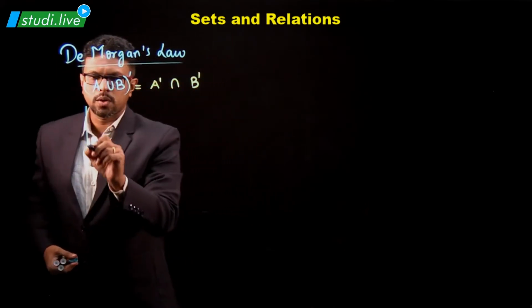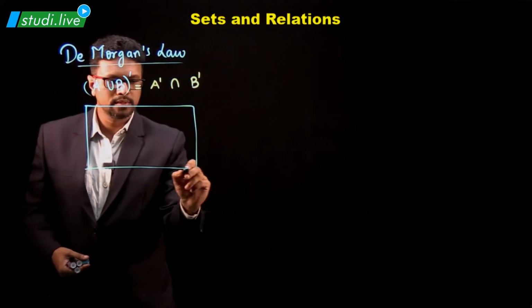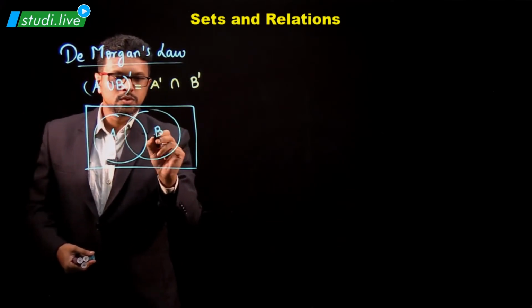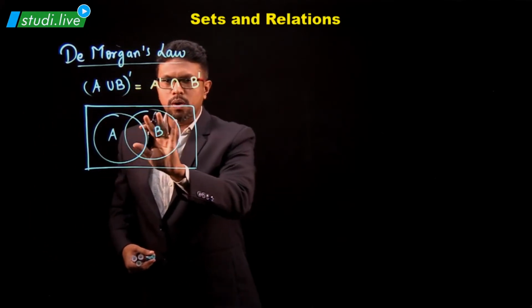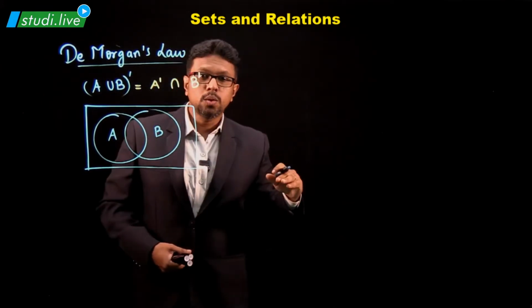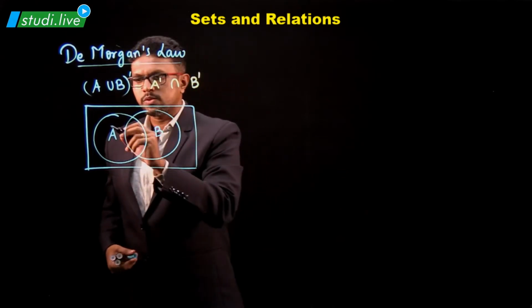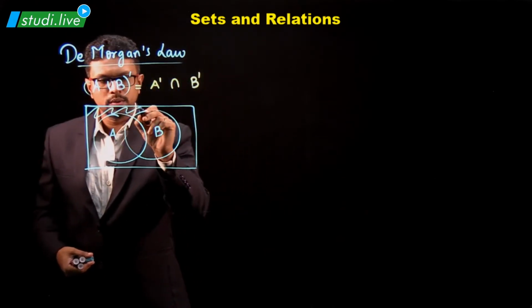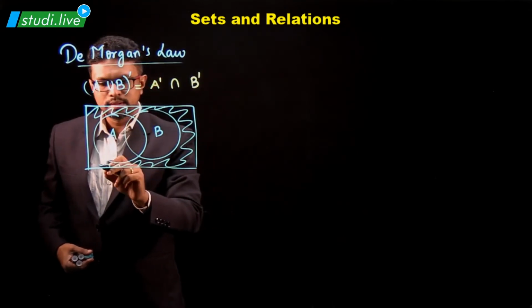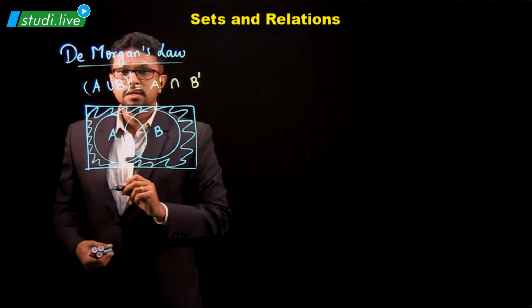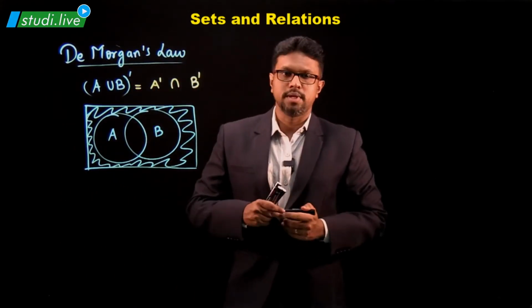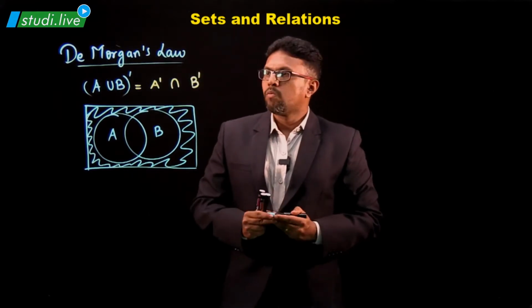Okay, so if I draw the Venn diagram, suppose this is set A, this is set B. So A union B will be all of this. But we want A union B the whole complement. So we are supposed to find the complement part of A union B. So you can see what I am shading over here. This is A union B the whole complement. Everything except for A union B. Now let us see what does this imply.